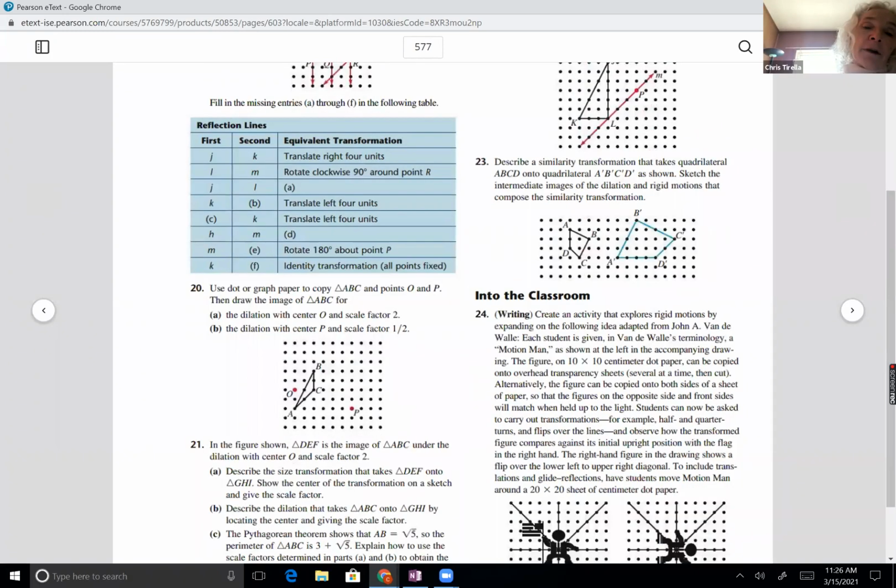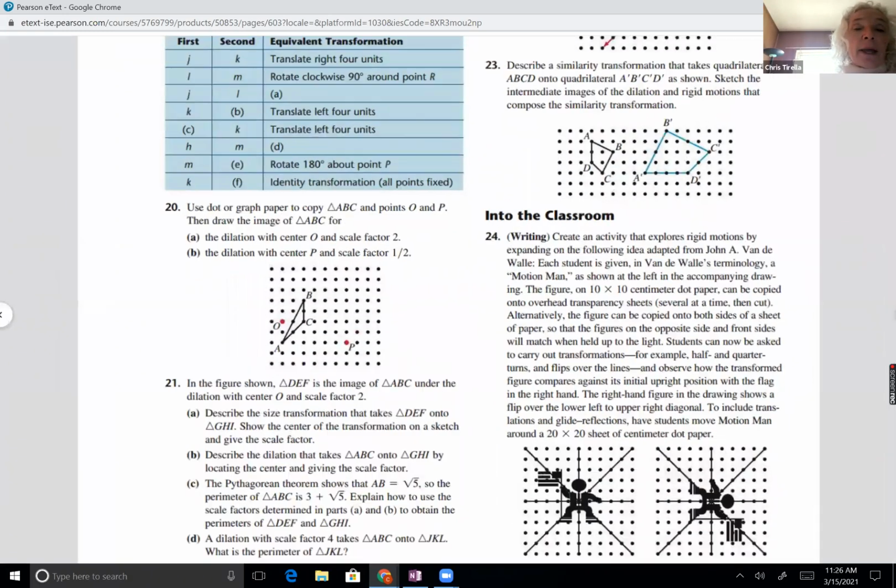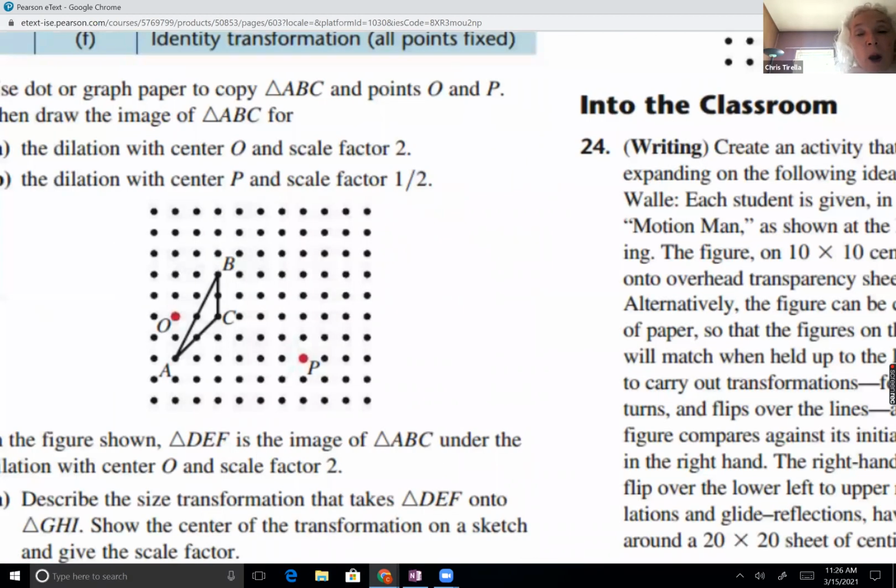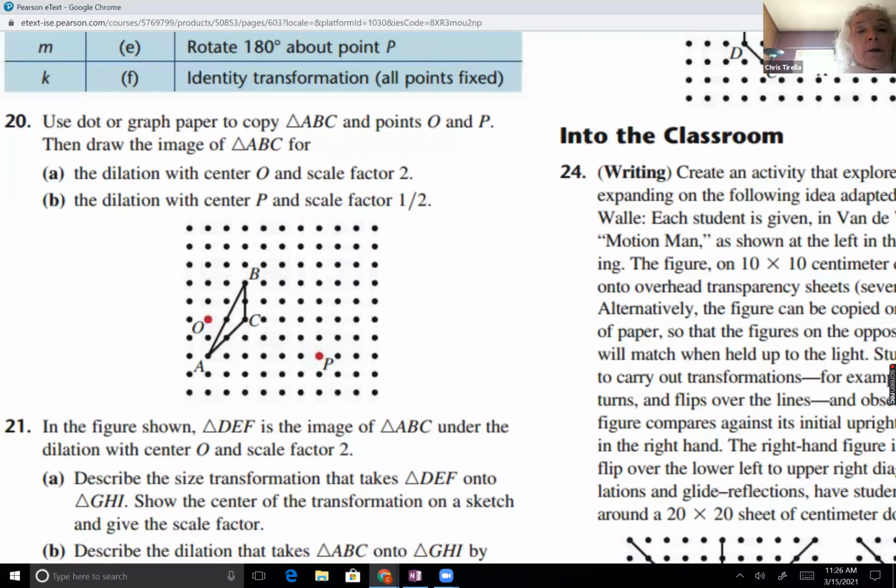Use dot or graph paper to copy triangle ABC and points O and P. Then draw an image of triangle ABC with the dilation center O that is a scale factor of 2. Well, in order to do a dilation, remember that we need a center. So here we're starting with the center O, and we need a distance. 2 means we want to take each point and move it twice as far from O.